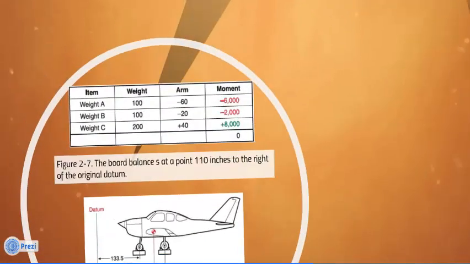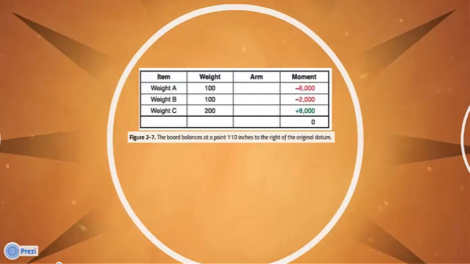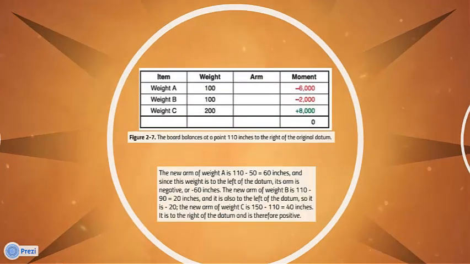Then make a new chart similar to the one in Figure 2-7. If the CG is correct, the sum of the moments will be 0. The new arm of weight A is 110 minus 50 equals 60 inches, and since this weight is to the left of the datum, its arm is negative, or negative 60 inches.